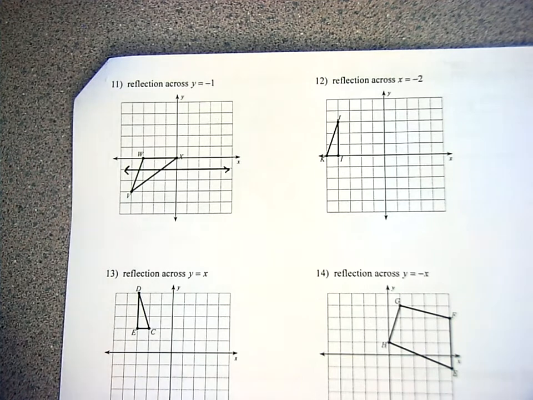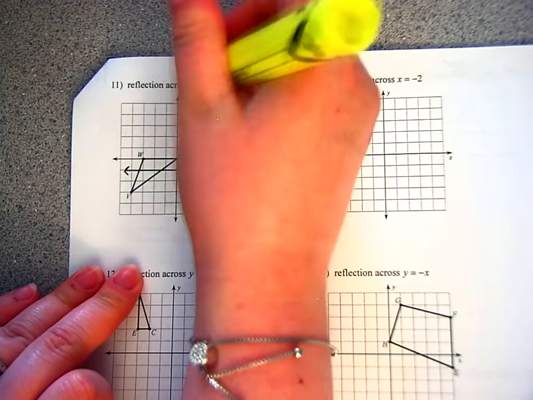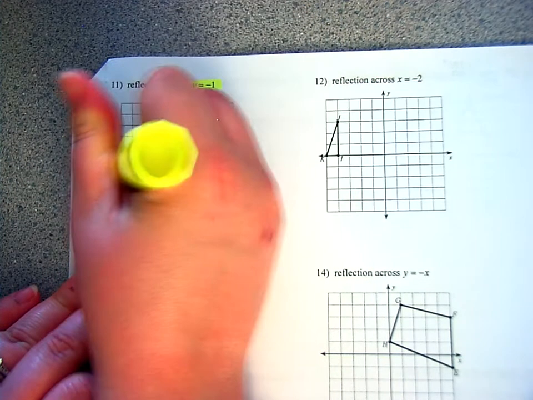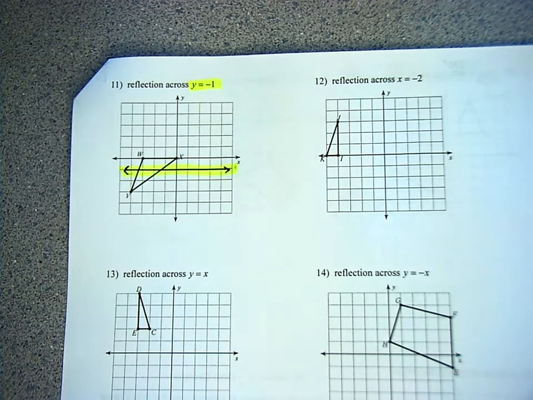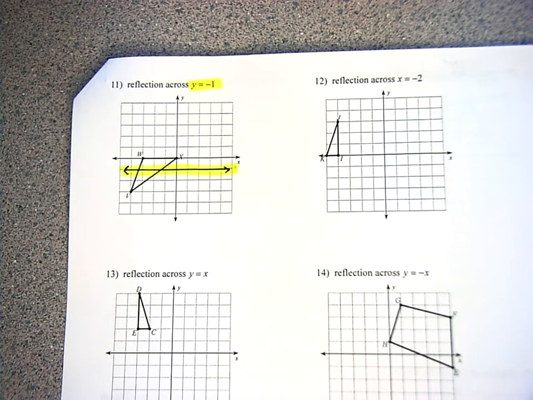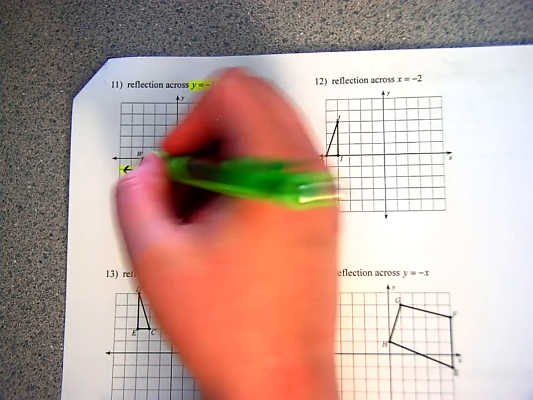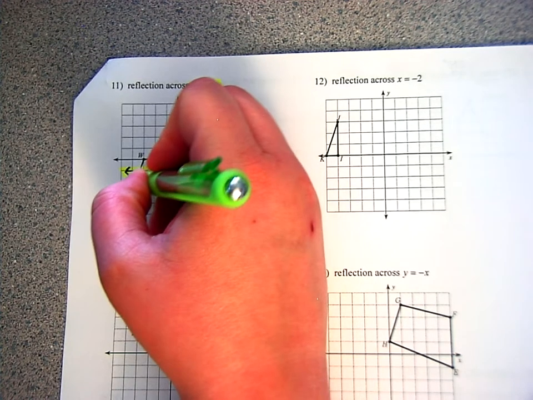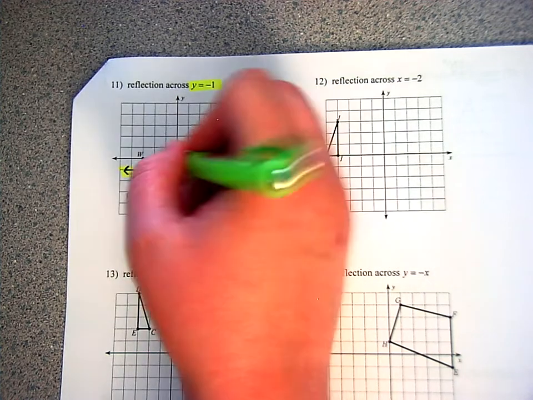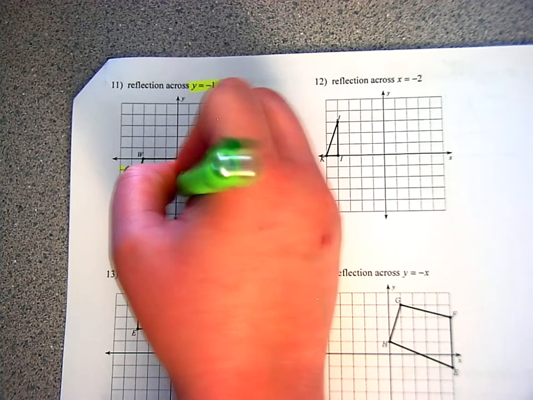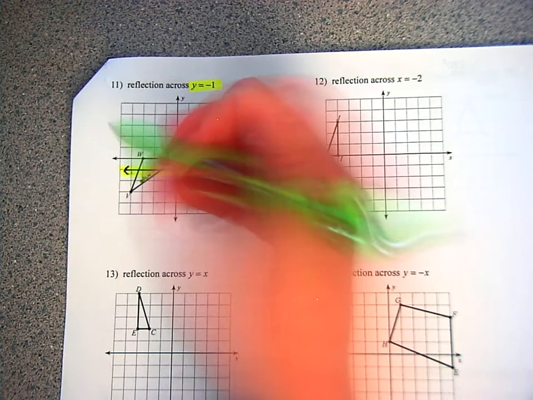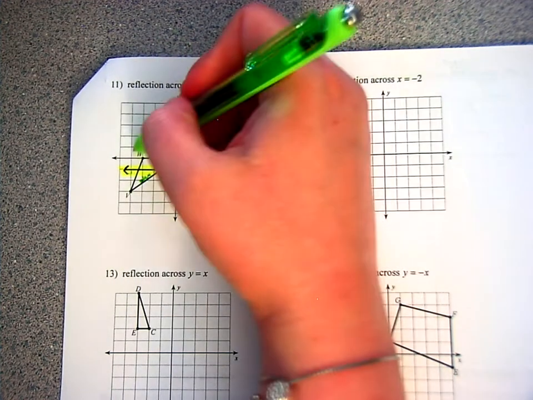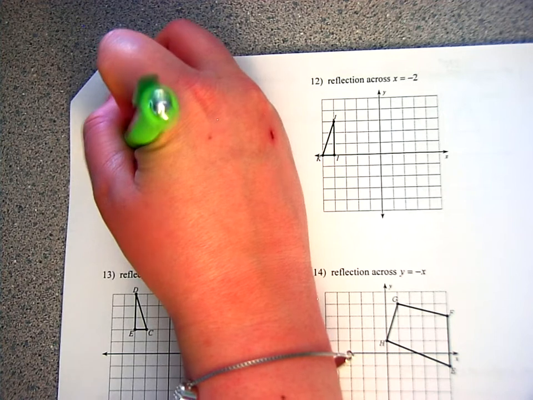So y equals -1 is what I'm reflecting across. I'm going to highlight that line of reflection. And the same rules apply. I need to maintain that same distance from that line of reflection. So if W goes up 1, W prime is going to go down 1. If X goes up 1, X prime is going to go down 1. If V goes down 2 from that line of reflection, V prime is going to go up 2 from that line of reflection. So I have my new vertices.